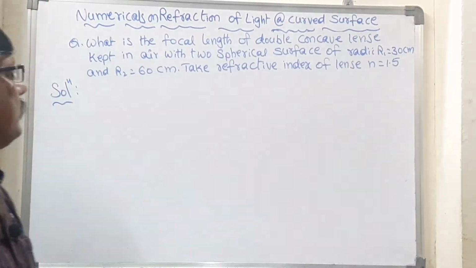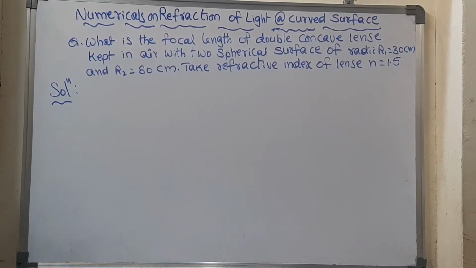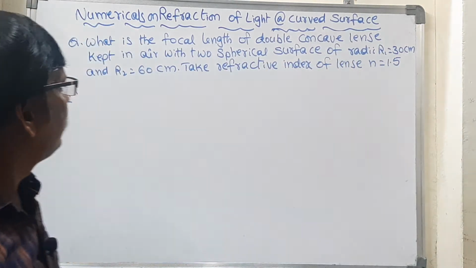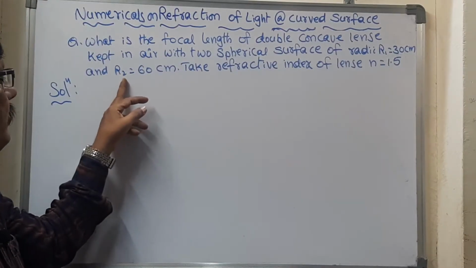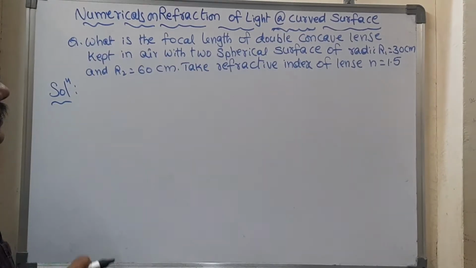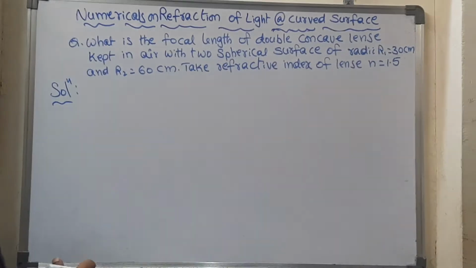Hi students, see here now, what is the focal length of a double concave lens? A concave lens kept in air with two spherical surfaces of radii: the first radius R1 is given as 30 centimeter, and the second radius of curvature is 60 centimeter. Take the refractive index of the lens, n, equal to 1.5. You have to find out the focal length.